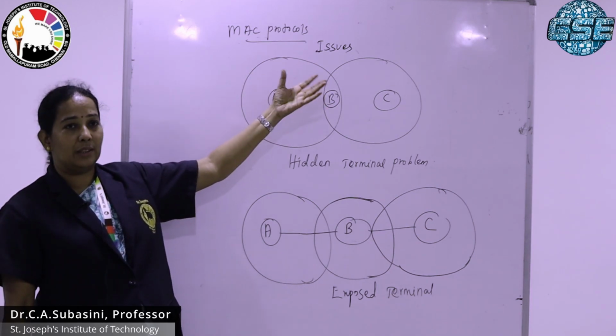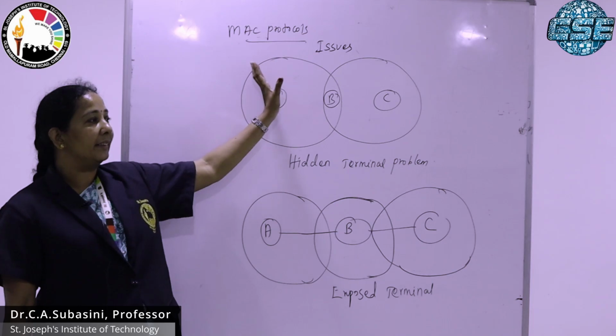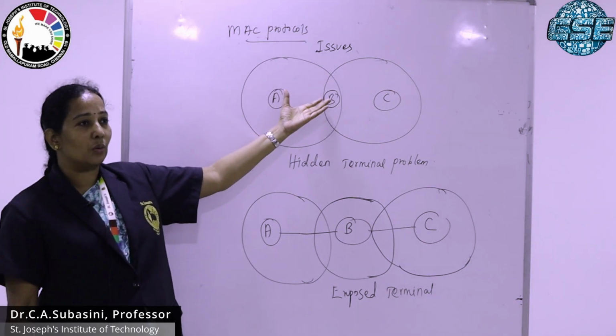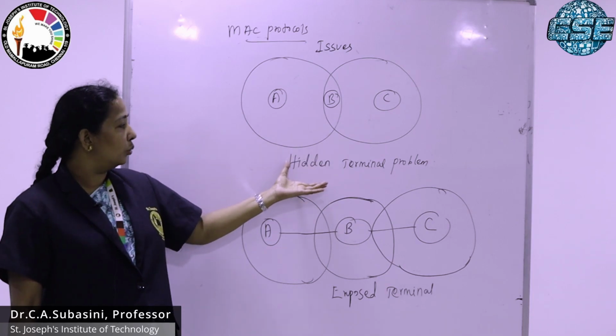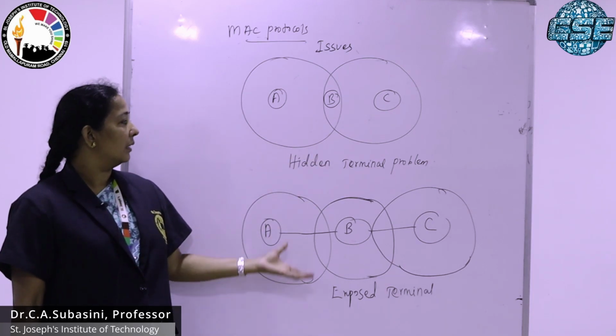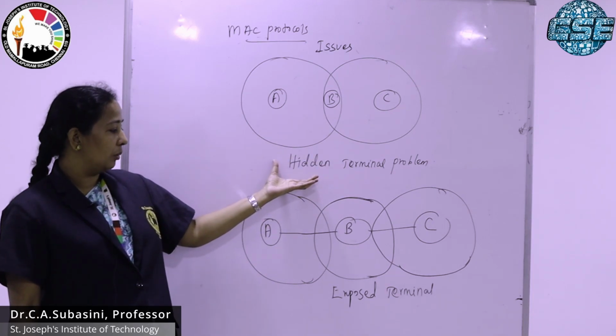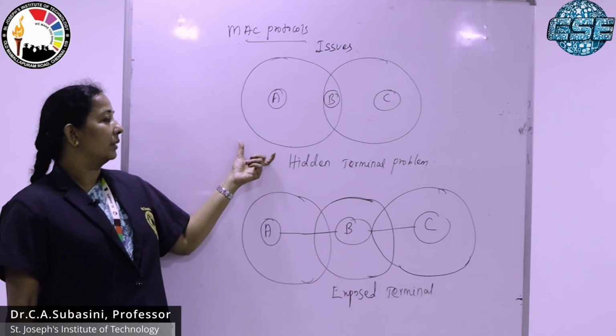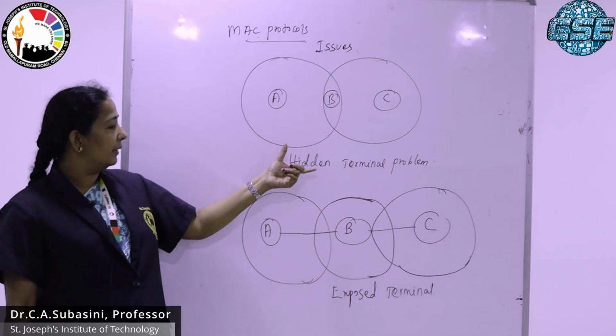For sending data at a time in wireless communication, an arbitration problem arises. In this MAC protocol, two different problems arise. The first is the hidden terminal problem, and the second is the exposed terminal problem. First, we will discuss the hidden terminal problem.